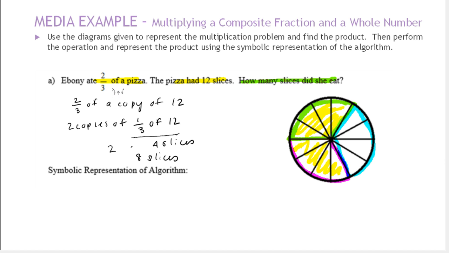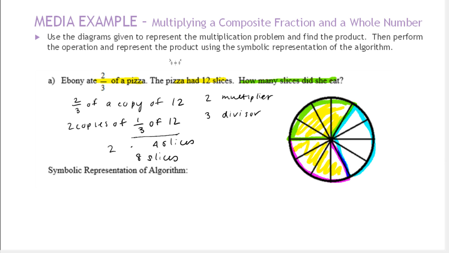Okay. So when we have the composite fraction, remember, the denominator is breaking it into groups, cutting it into pieces, which seems a little funny since it's already cut into pieces. We're breaking it into groups of 3. The numerator is taking copies of it. We took 2 copies, so it's a multiplier. So the 2 is a multiplier, and the 3 is a divisor, a number we're dividing by.